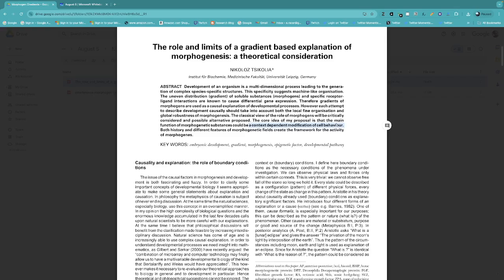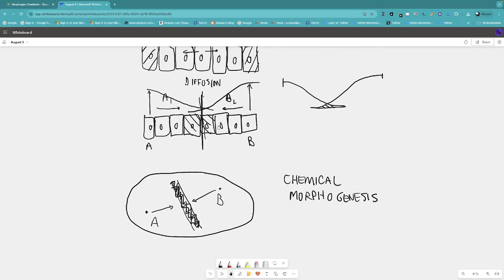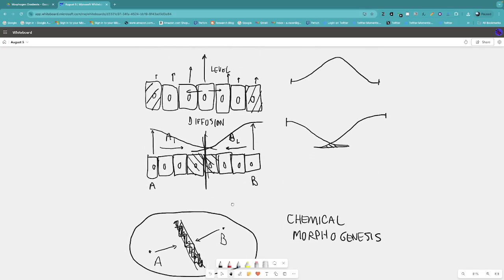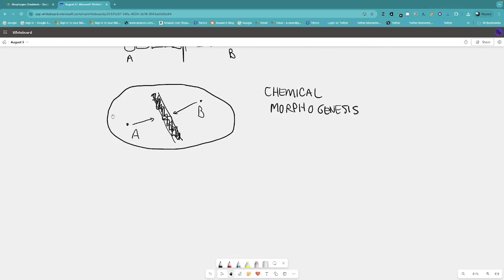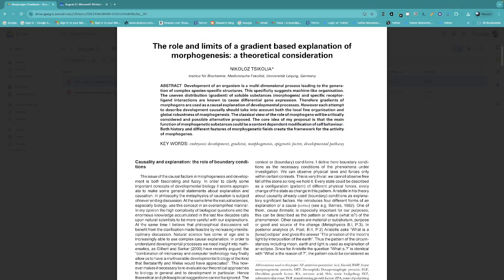So this is what we're talking about with alternative splicings, where alternative splicings are context-dependent, and they can be modified based on where they're located in a sheet of cells, or the cell that exhibits alternative splicings. Those can be different in a sheet of cells and in a global context. So if you go from region to region, there are differences, and in terms of cell type as well. Both history and different features of morphogenetic fields create the framework for the activity of morphogens. So this is sort of a critique of the standard model of Turing morphogenesis, Turing chemical morphogenesis.